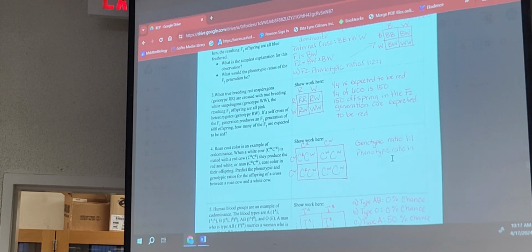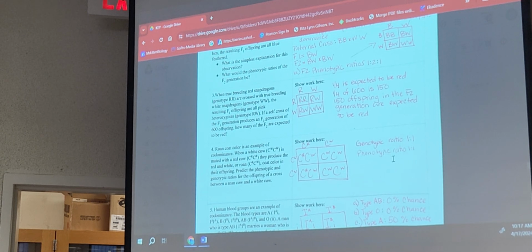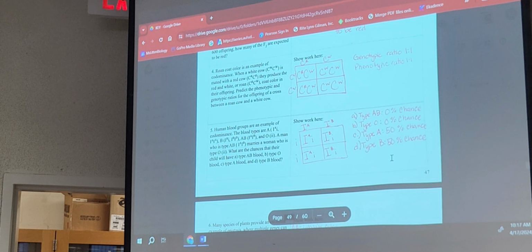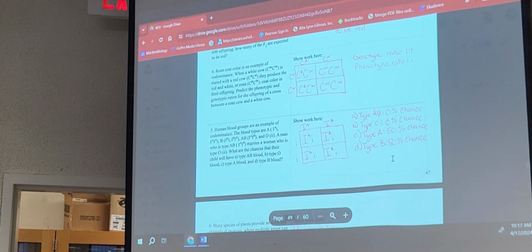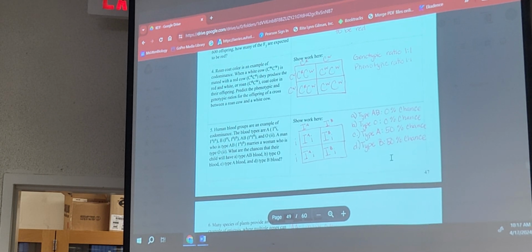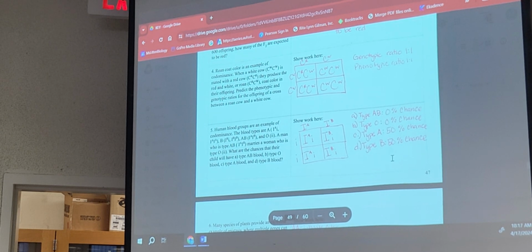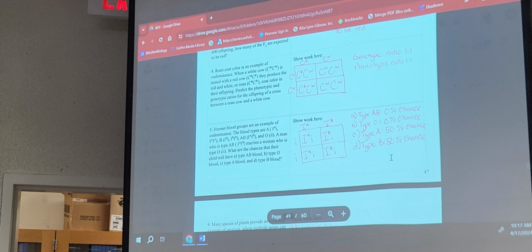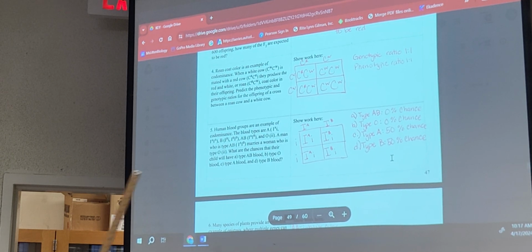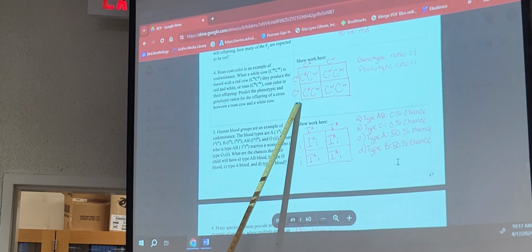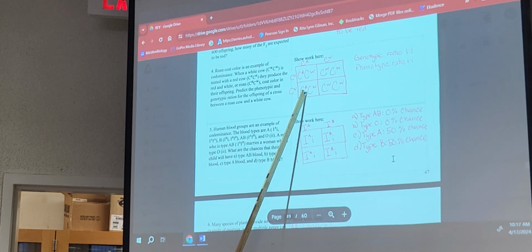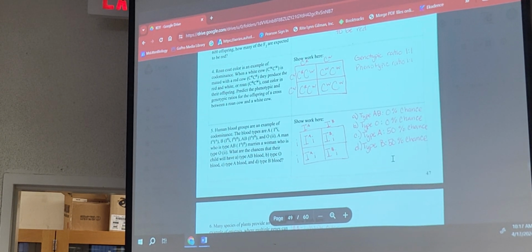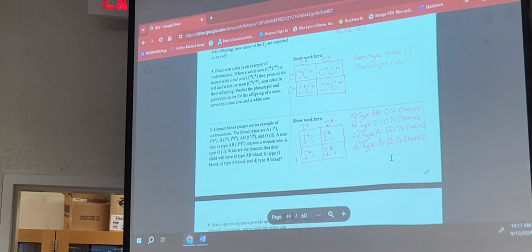Human blood groups, A, AB, and O. Oh, roan color of the cows, I forgot. Example of codominance, white cow mated with a red cow, we get the roan. Predict the phenotypic and genotypic ratios of the offspring of a cross between a roan cow and a white cow. Here you have roan, here you have white. So roan, white, 1-to-1 ratio. 50% roan, 50% white. No red.